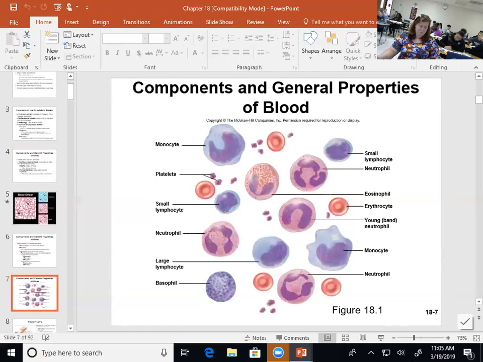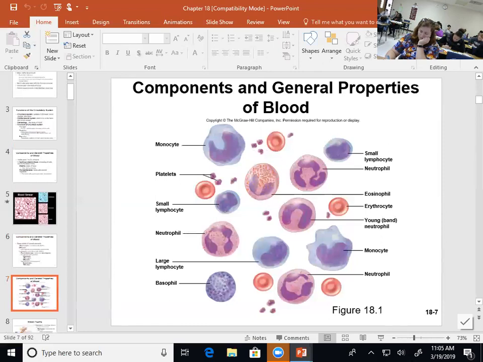So eosinophils, histamines. Histamines sound like a bad thing. They're not a bad thing. You want those in some situations. You want those things happening in some situations. So 2 to 4% of your circulating cells can be these eosinophils. Less than 1%, less than 1.